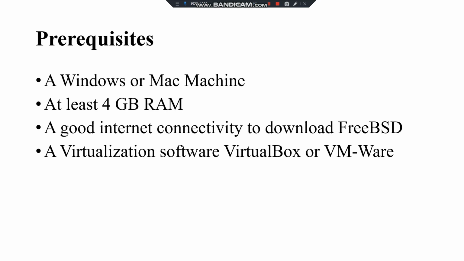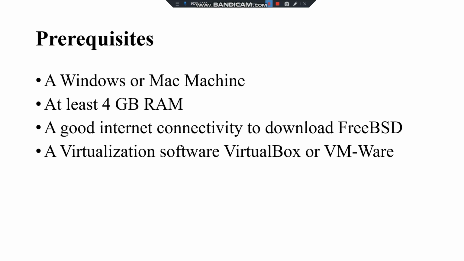So, there are some prerequisites to install Unix as a virtual machine. First, you need a Windows or a Mac machine. Then it must have at least 4 GB of RAM. Then you need a good internet connectivity to download a FreeBSD operating system from official FreeBSD's website. Then you need a virtualization software. It may be a VirtualBox or a VMware.